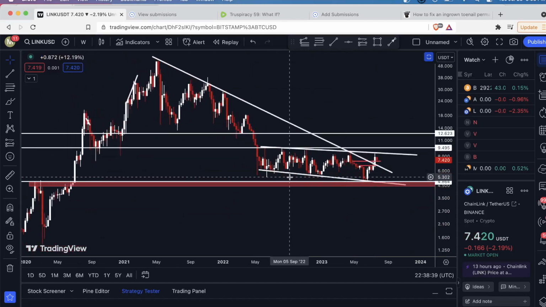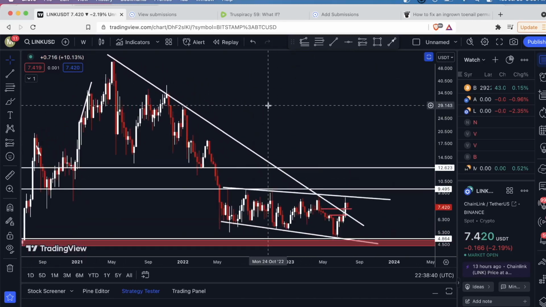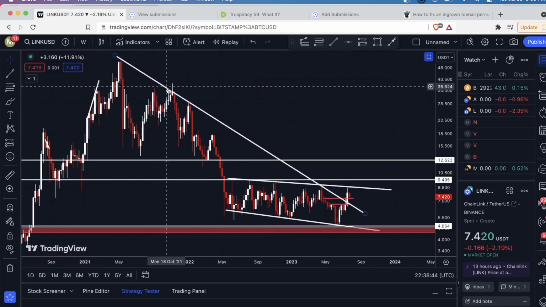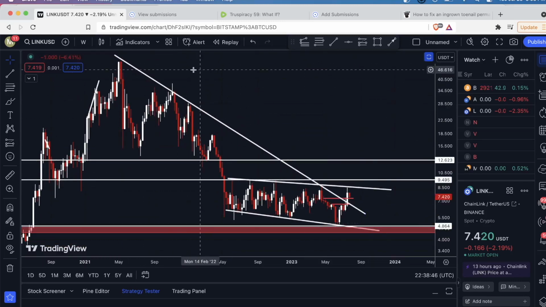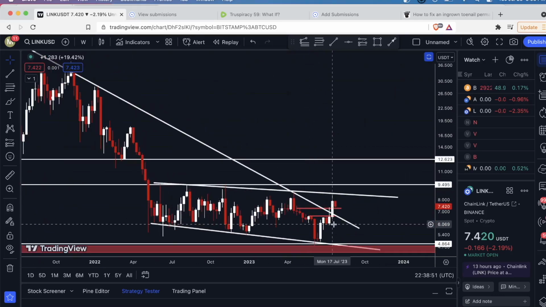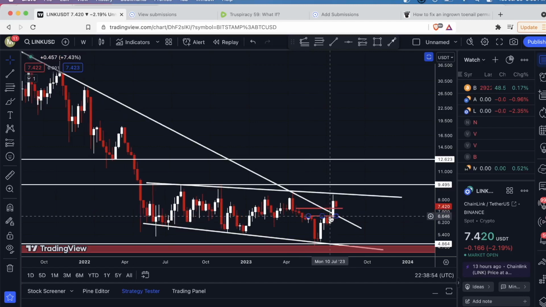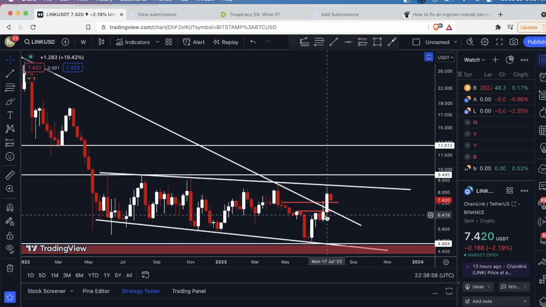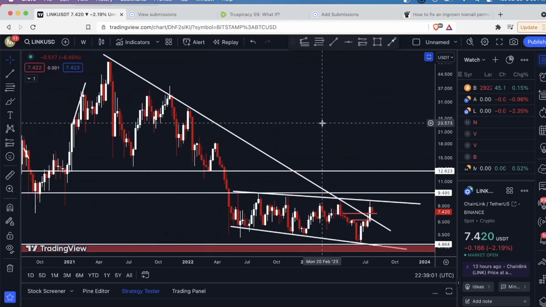Okay, the second level that you want to mark on your charts if you want to trade Chainlink is this downsloping resistance line. See, we have 1, 2, 3, 4, and 5 touches on it. And on this 5th touch, we had a fight at it. We had like a long wick, then a sell off, and then eventually we recently just broke out. So draw that on your chart if you want to trade Chainlink.